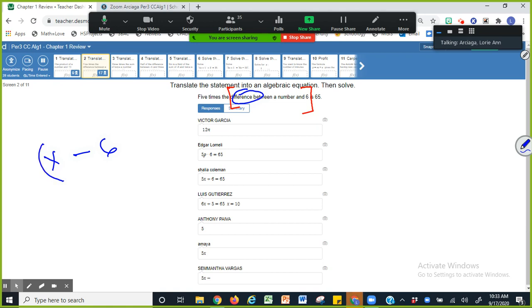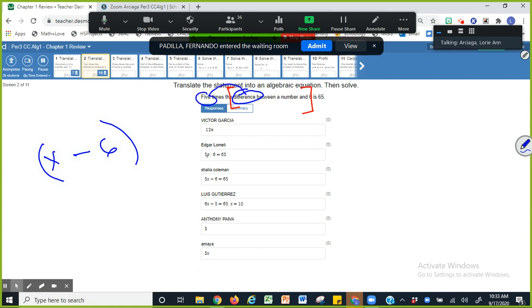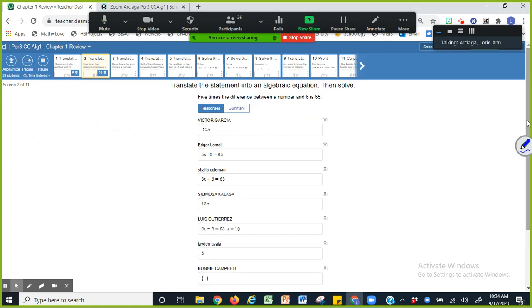We have to put that in parentheses, okay? And then you're getting 5 times the whole thing. So 5 times the difference. It's not 5 times the number. So 5 times the difference, that means your 5 has to be outside your grouping symbol. If it says 5 times the number, then Edgar, Shalia, and Luis, your 5x is accepted. But if it's 5 times the difference, it means you have to put the expression inside the parentheses.